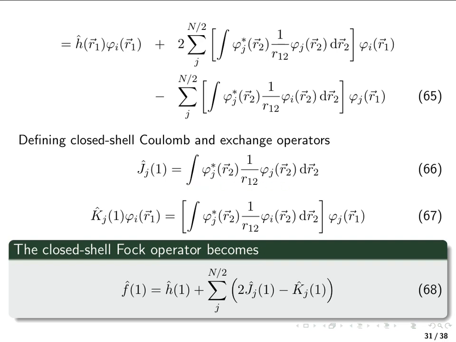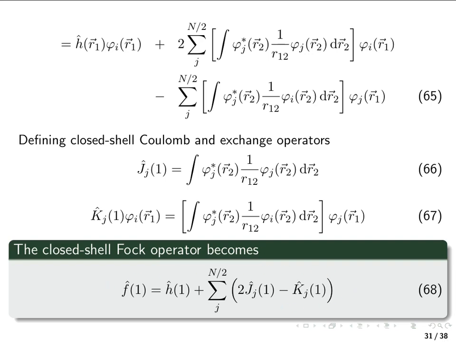Again, I can't write the exchange operator as just an operator. I can only write the exchange operator if it's acting on a function, and now it's an exchange operator in terms of spatial functions, acting on a spatial function. So this is the action of the spatial closed shell exchange operator. And at the end I get a closed shell Fock operator in terms of spatial orbitals, which looks like this.